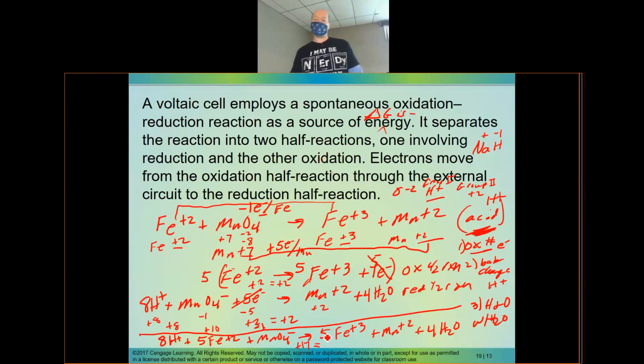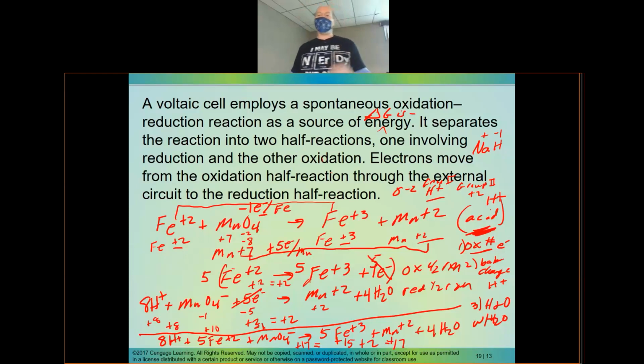We got 5 plus 3s, that's +15. We got 1 plus 2, +2. We got 4 neutrals. And so you see that we have both a 17 plus on the reactant side and a 17 plus on the product side.